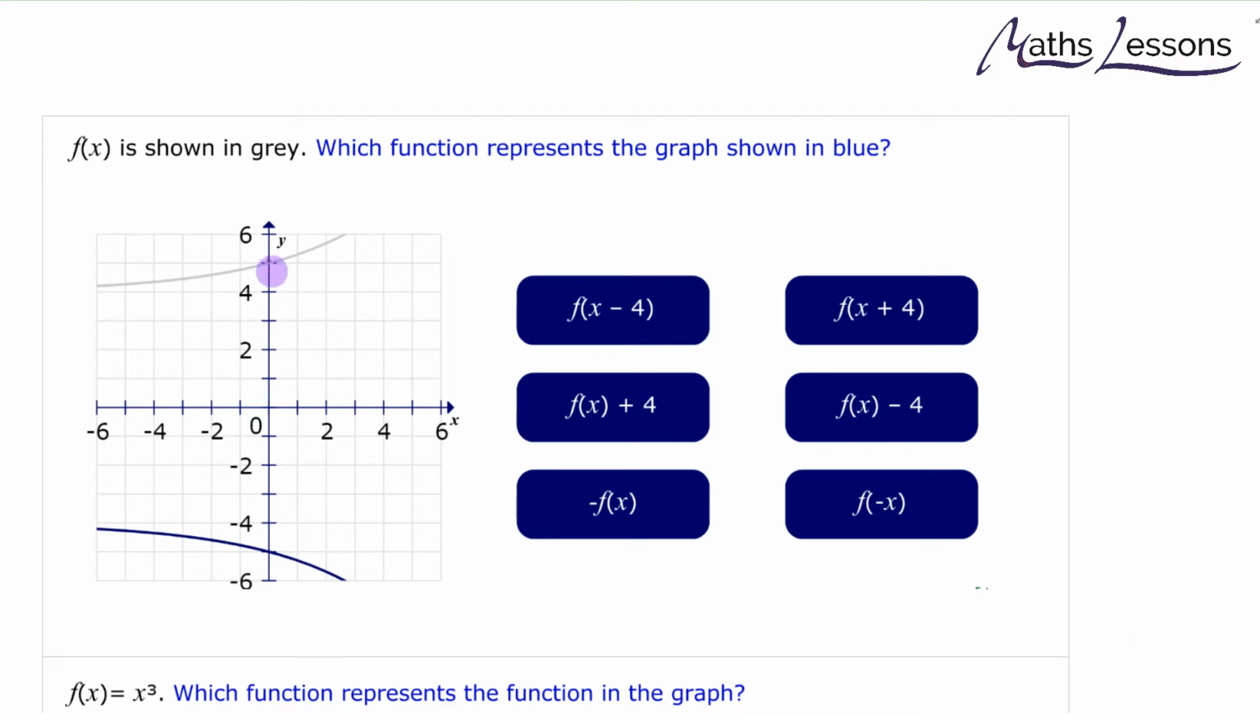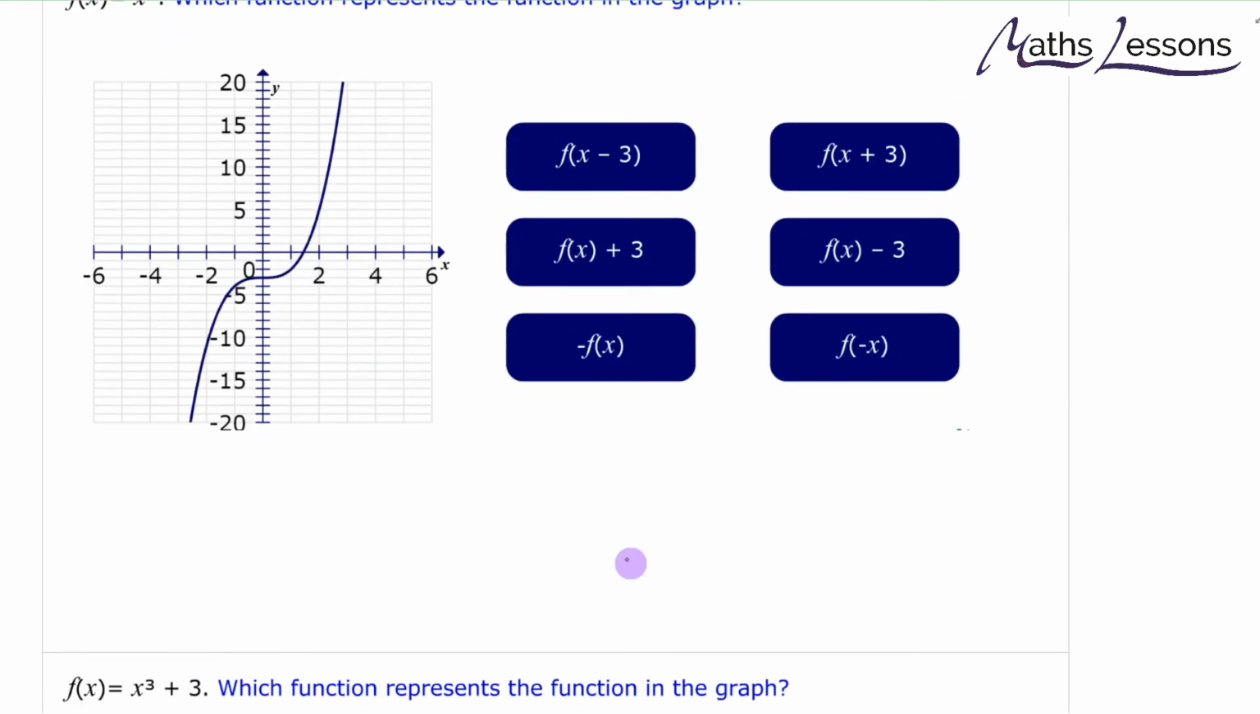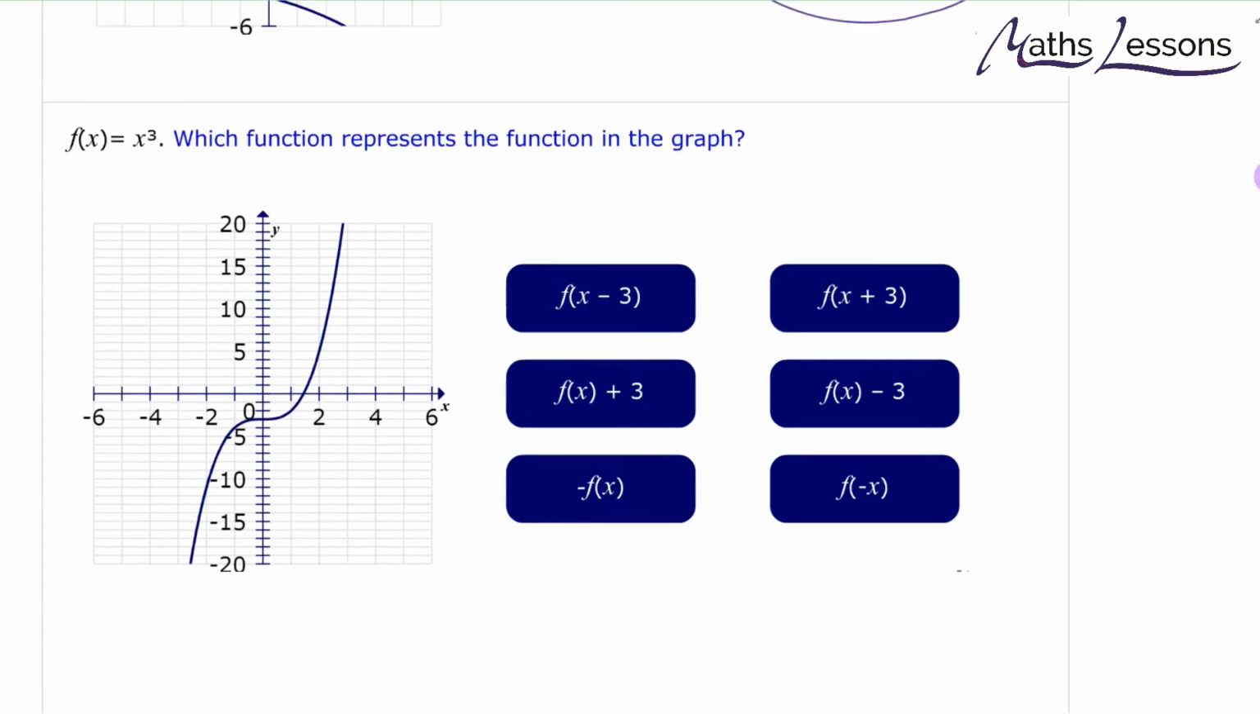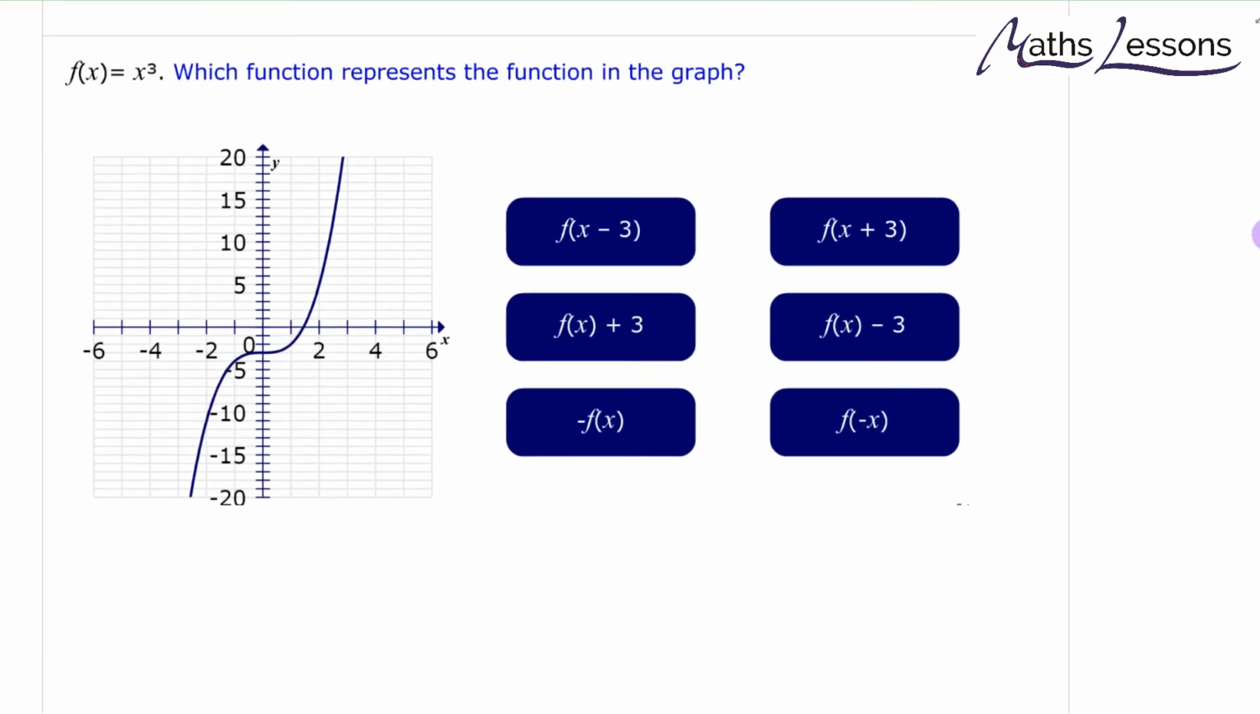Right, so what you can see is we have a reflection in the y-axis and the x-axis here. So that one is going to be this one, f of minus x. Going to the next one. Another 30 seconds to try and work out what's going on here.